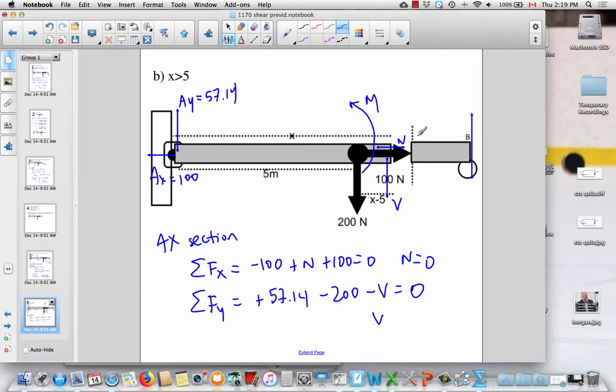So now we can see the shear. So now we see the shear force is negative, meaning that it's opposite to this, meaning it's actually upwards on this side of the point load. So here it was downwards 57.14. Over on this side, it's upwards.